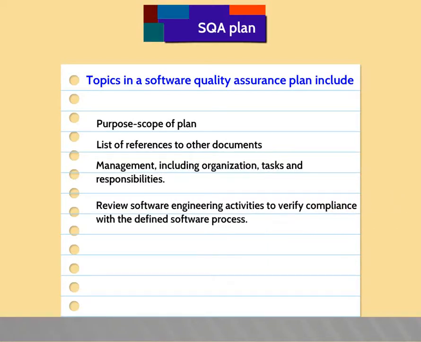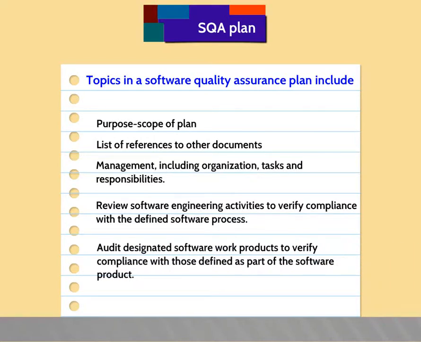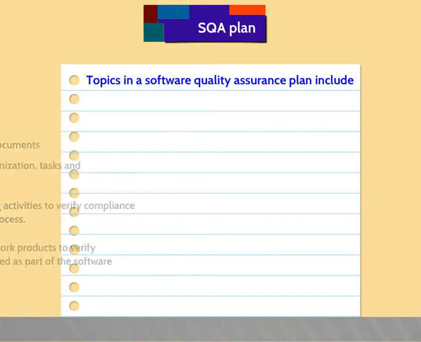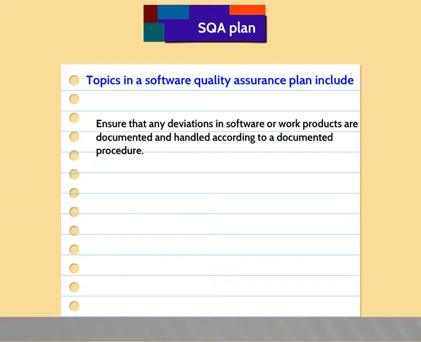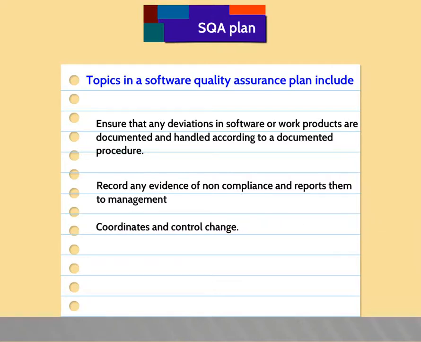Review software engineering activities to verify compliance with the defined software process. Audit designated software work products to verify compliance with those defined as part of the software product. Ensure that any deviations in software or work products are documented and handled according to a documented procedure. Record any evidence of non-compliance and report them to management. Coordinates and control change. Helps collect and analyze metrics.